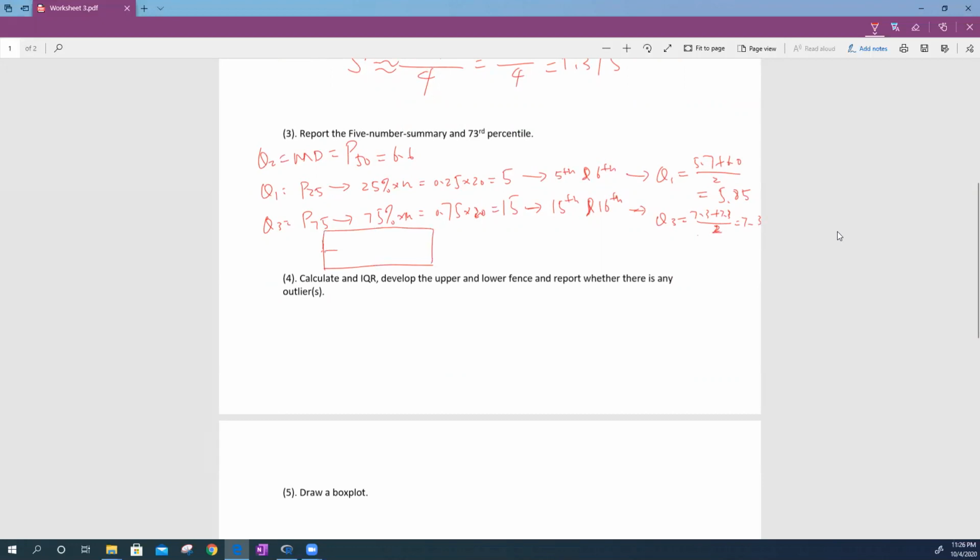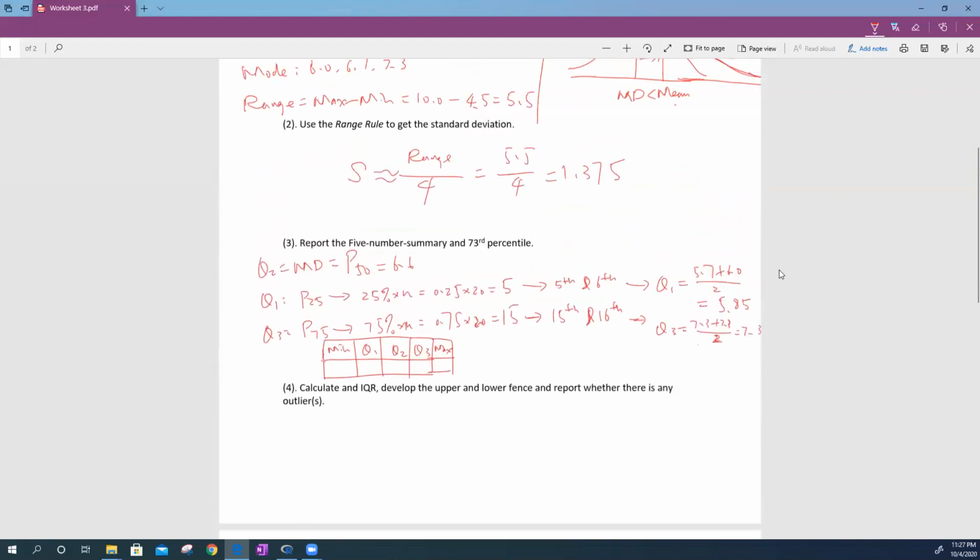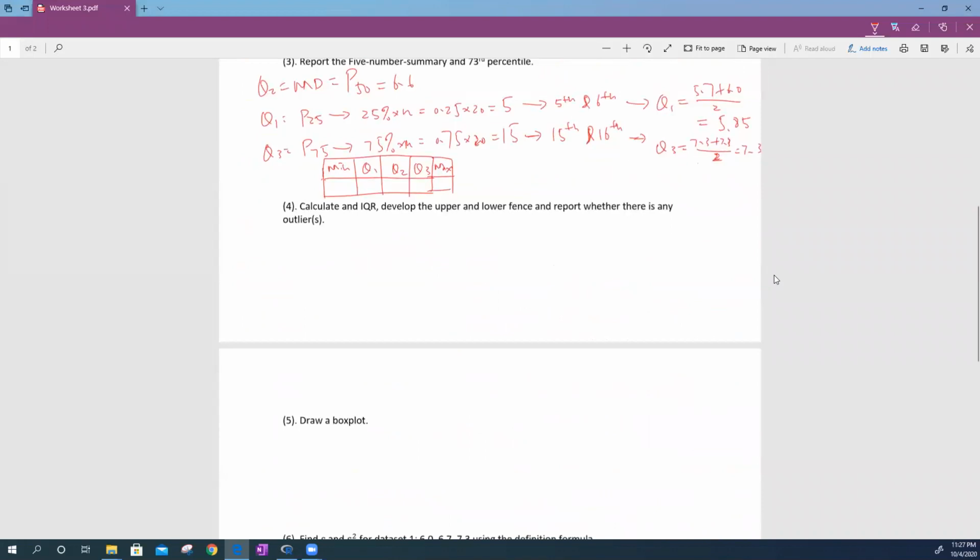So we are going to make a table and state the 5-number summary. Minimum, Q1, Q2, Q3, and then the maximum. The minimum is 4.5. The maximum is 10. And Q1, 5.85. Q2, 6.6. And Q3, 7.3. So that is the 5-number summary.